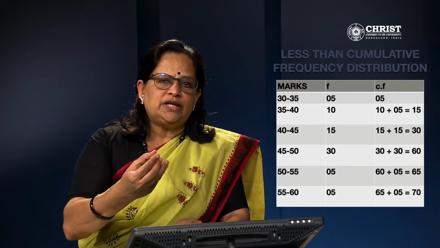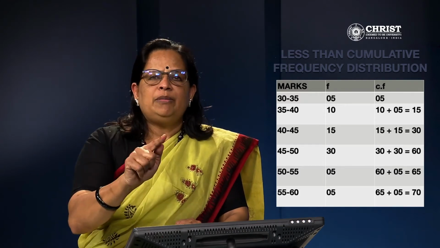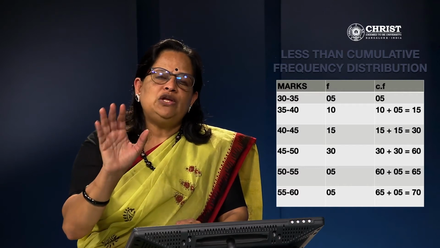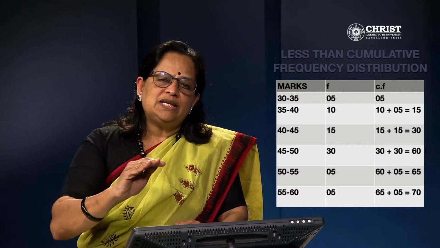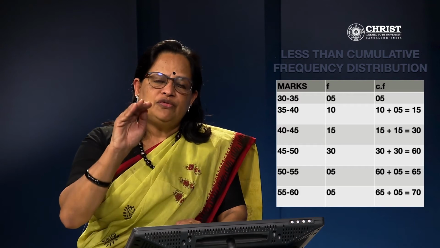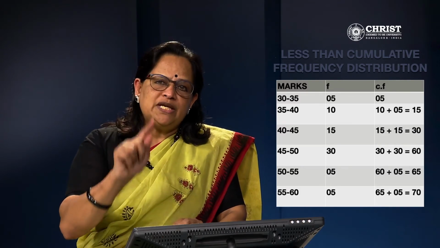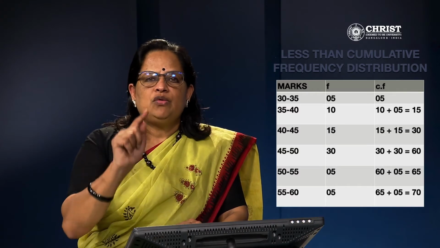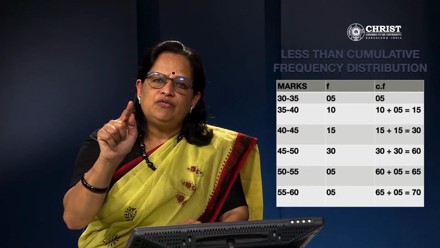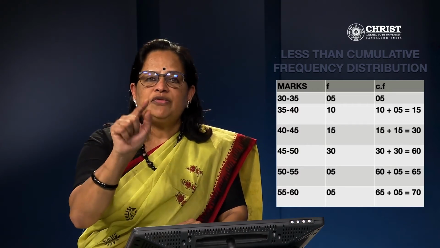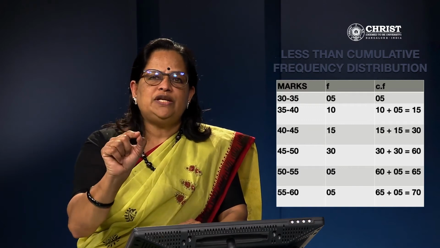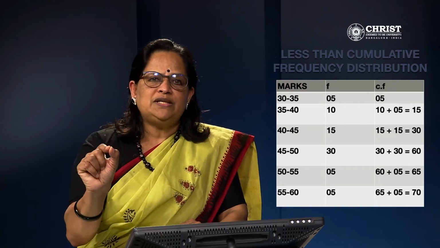So 30 to 35, the frequency is 5, meaning the cumulative frequency value also will be 5. Next class is 35 to 40. So the frequency value is 10. So the cumulative frequency value will be 10 plus 5, it's 15. 40 to 45, 15 plus the corresponding frequency for that class, that is 15. So 15 plus 15 we are getting 30.